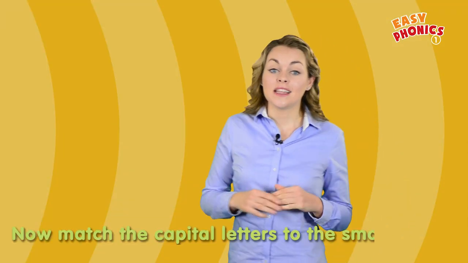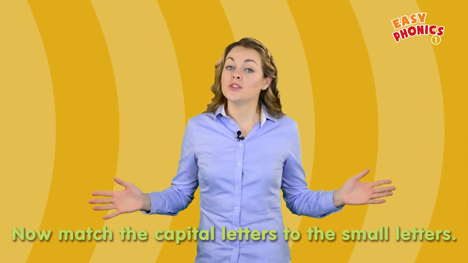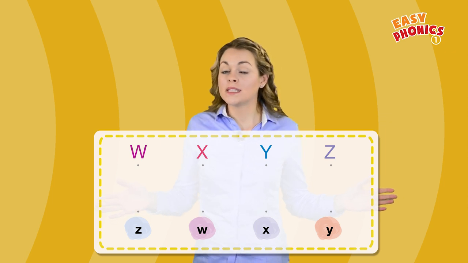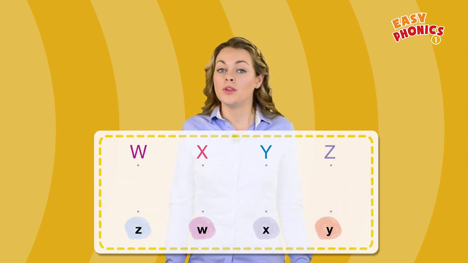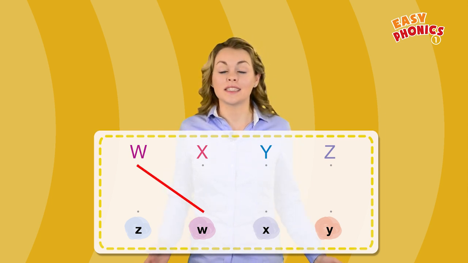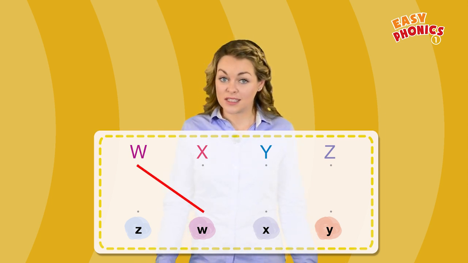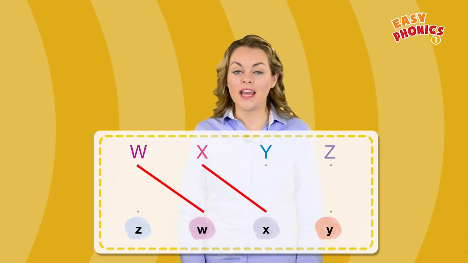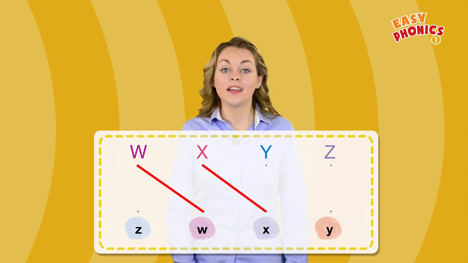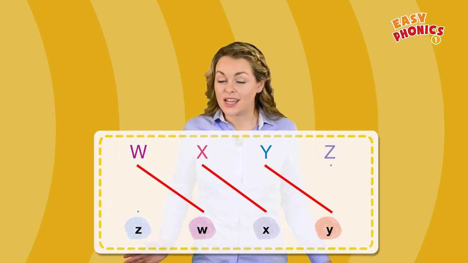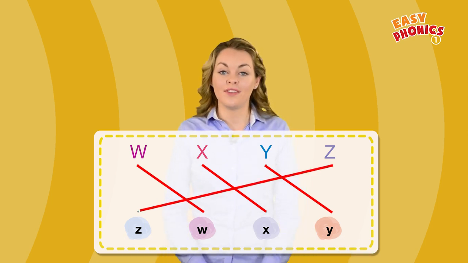Okay, next, let's match the capital to the small letters. First, W. Do you remember small letter W? W, W, that's right. Then we have X, X, Ksk. Good, match up capital X with small X. Next, Y, Y, that's right. And last, Z, Z. Very good.